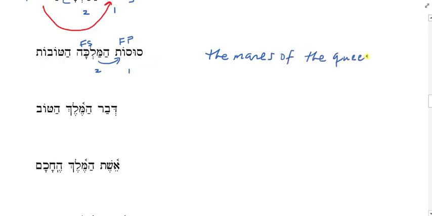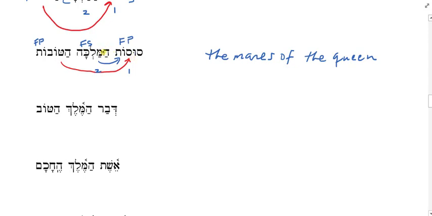And then we have this attributive adjective, hatovot. What gender and number is that? Feminine, plural. Why is it articular? What's that? Because it's definite because what it modifies is definite. Well, which one of these nouns is it modifying? It matches the mares, doesn't it? But wait a minute, mares doesn't have the article on it.